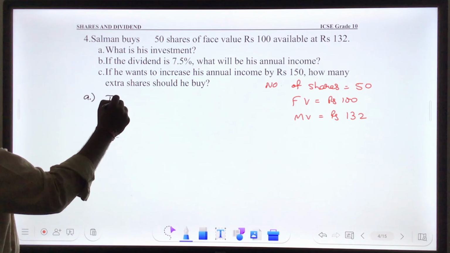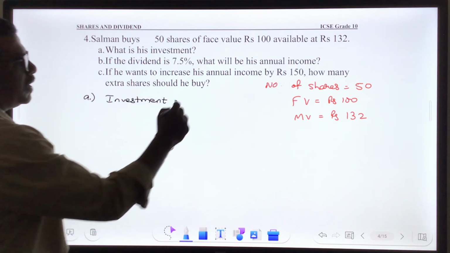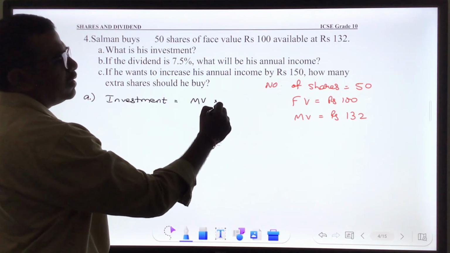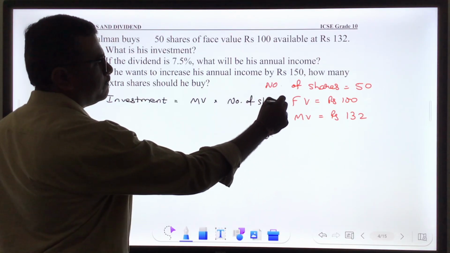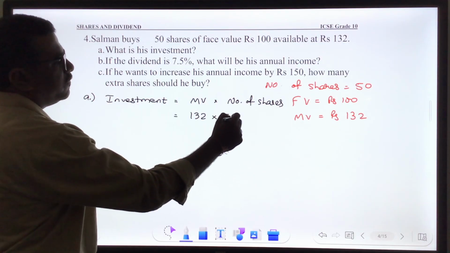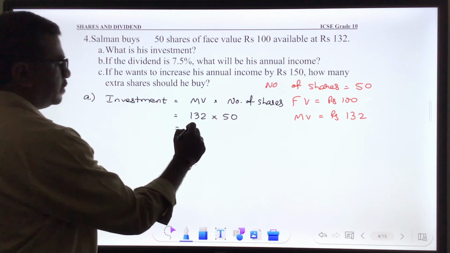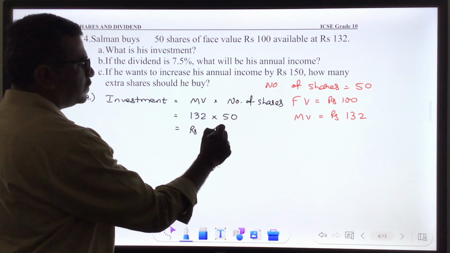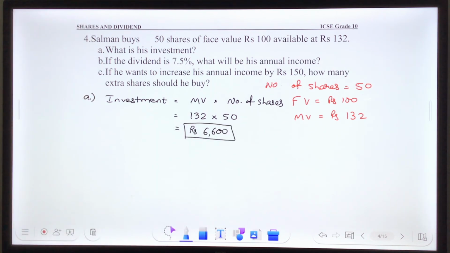So his investment will be the market value of one share times the number of shares. So 132 times 50. When you multiply 132 and 50, you get rupees 6,600. So the first answer, his investment, is rupees 6,600.